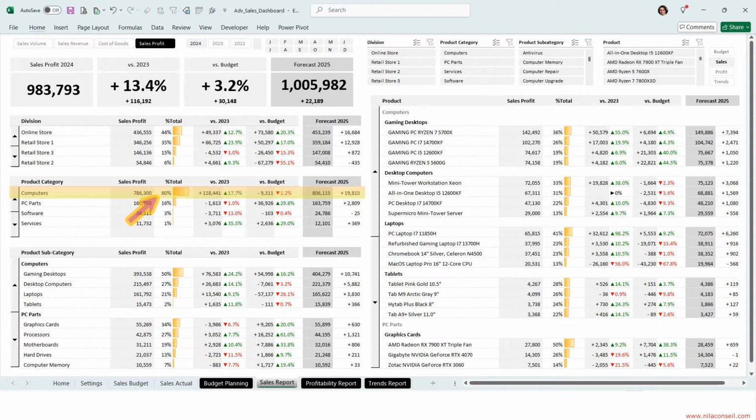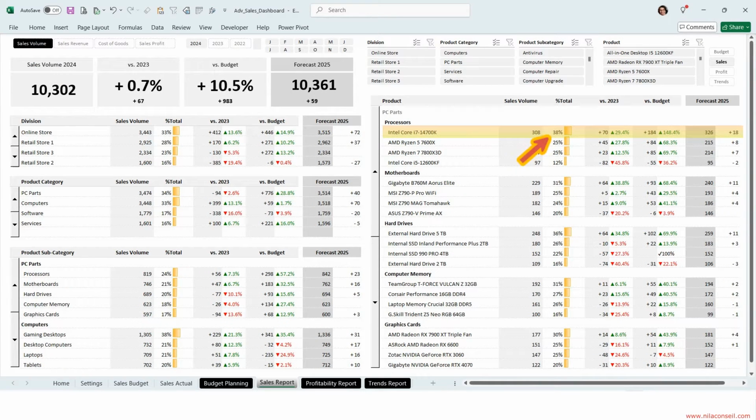Computers are the most profitable products. Gaming computers sales represent more than 50% of computers sales profit. It increased by 24%, it was also greater than budget. Processors sales profit exceeds budget by 60%, it will reach $44,000 in 2025.